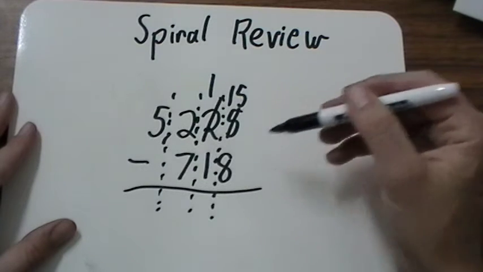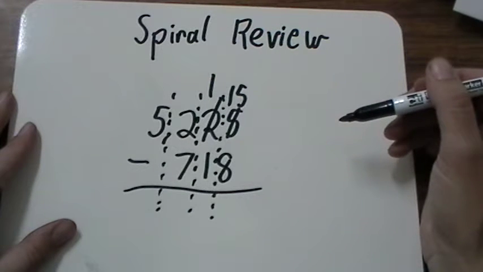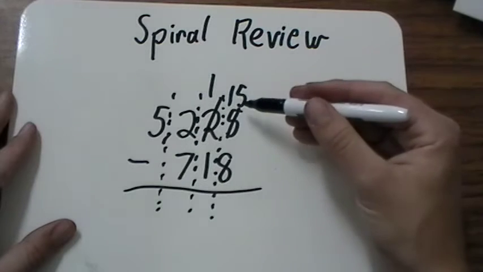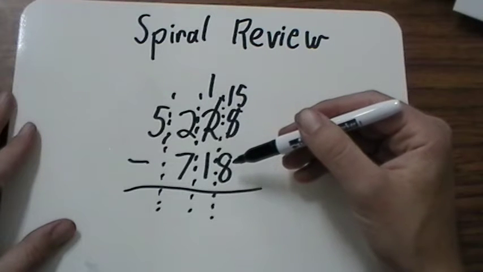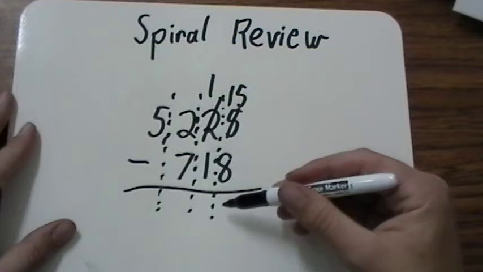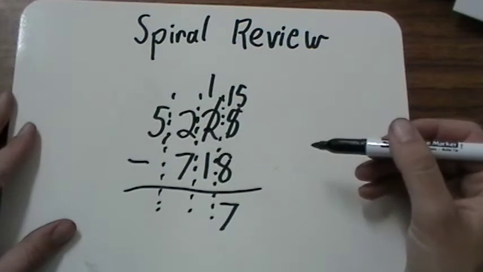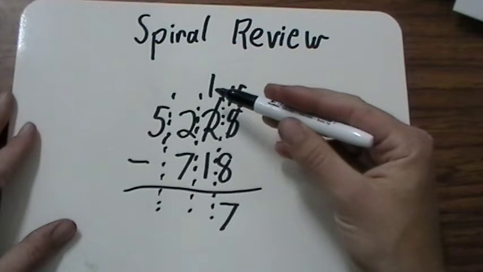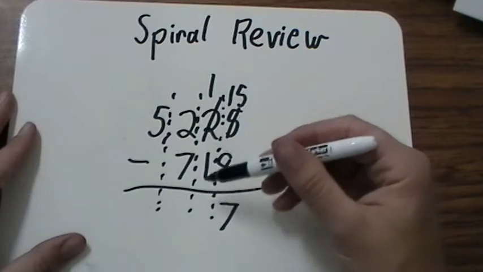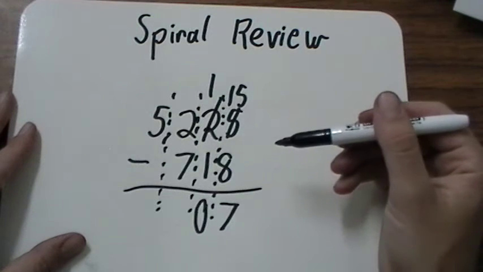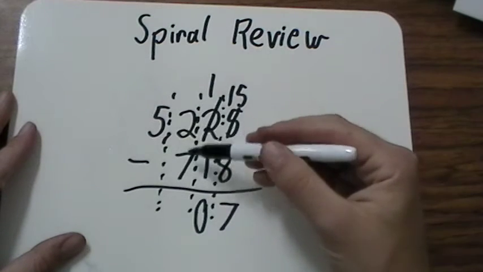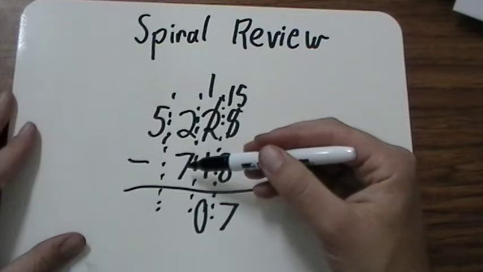Now you do 15 subtract 8. And what do you get when you do 15 subtract 8? You get 7. Good. Now we go to the next column. 1 subtract 1. 0. Good. 2 subtract 7. Don't say 5.